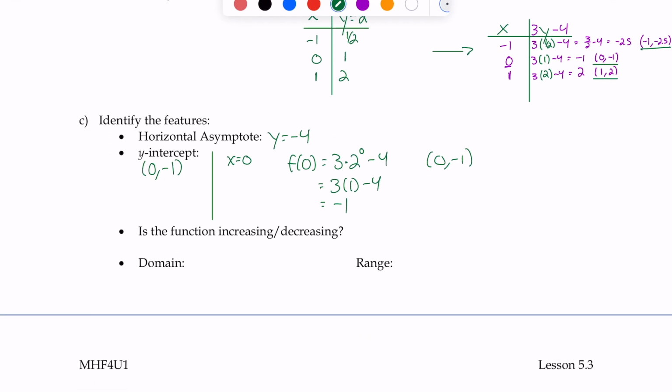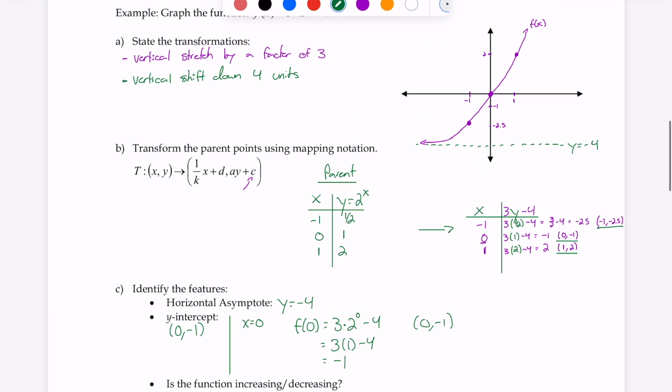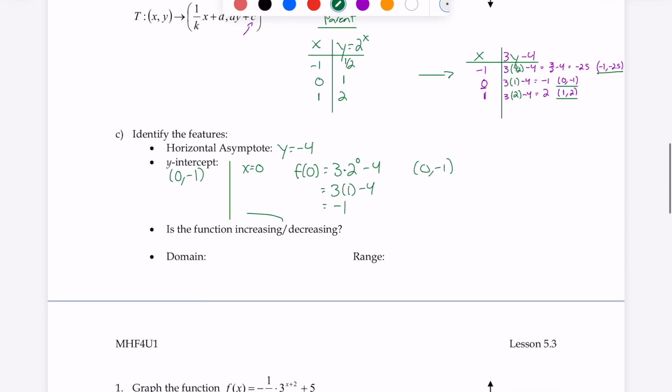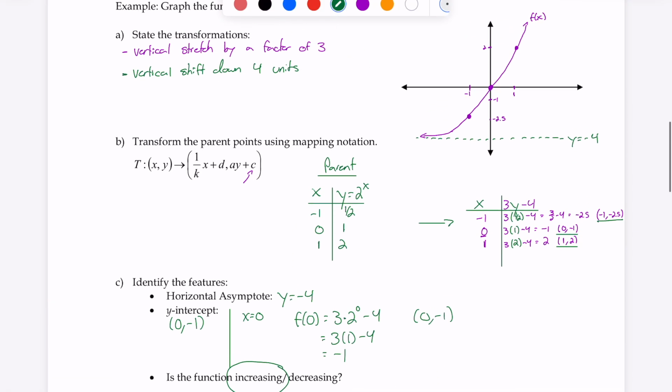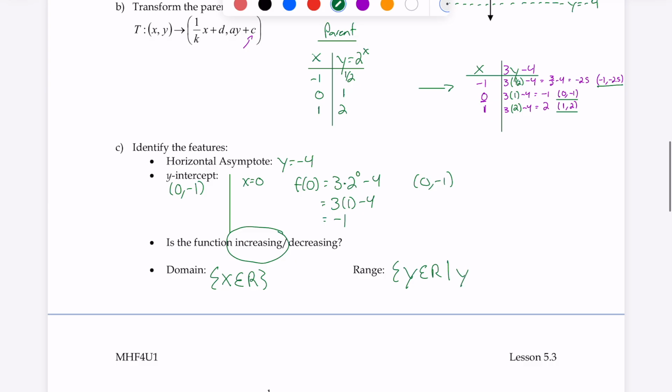Is the function increasing or decreasing? Well, let's look. Left to right, you can see that the function is getting larger. So this function is increasing. I don't care what the function looks like. I can just right off tell you this because a characteristic of exponential is domain is anything. It could be any number. There's no restriction. The range in this case is y belonging to real numbers. And I look and I see that I am above my horizontal asymptote. So my y's are always above that -4 coordinate.